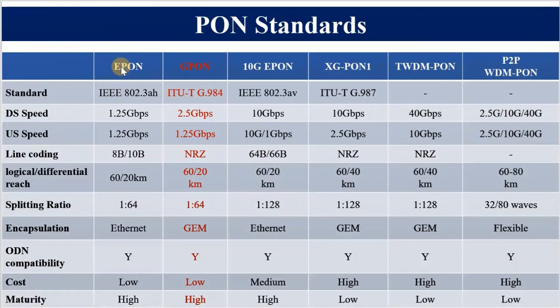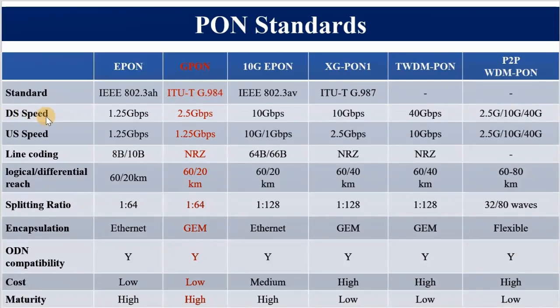PON standards: we've got EPON, GPON, 10G-EPON, XG-PON, time and wavelength division multiplexing PON, point-to-point, and WDM-PON. We are going to concentrate on GPON. The standard used for GPON is called ITU-T G.984. ITU-T is the International Telecommunication Union responsible for telecommunication. We also have ITU-R and ITU-D. So the ITU-T standard is G.984.